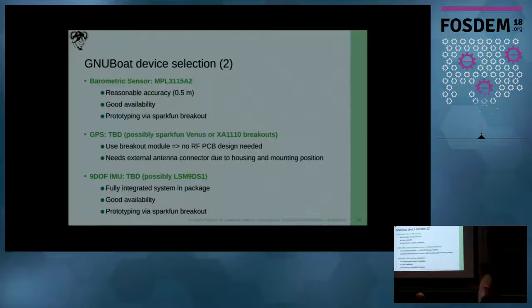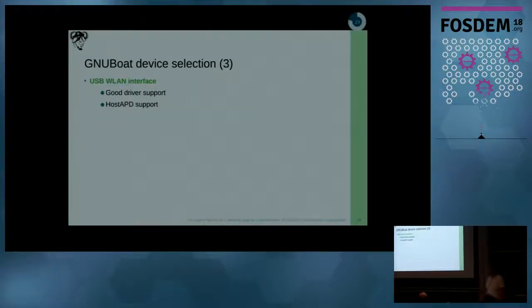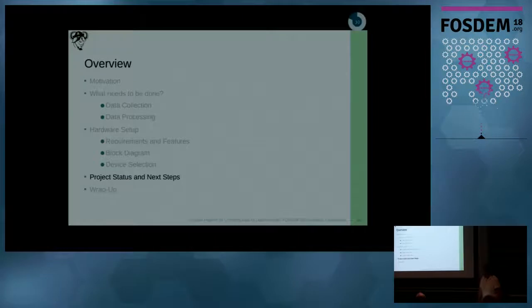The IMU is also not yet selected, but a good candidate is the one here because there's also prototyping available, and at least DigiKey has some of those available. The wireless interface is generic, it's a USB interface, so we just need driver support and hotspot support. That's basically it. We delayed the whole project because we do something else for a day job, and it was a lot of things to do during the last months.